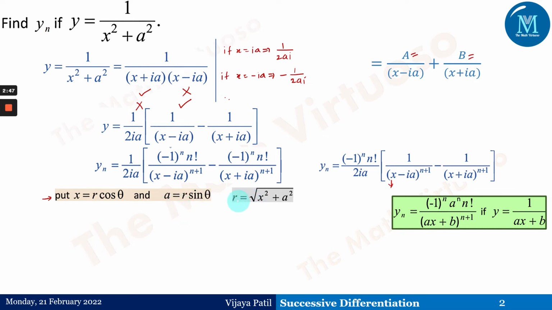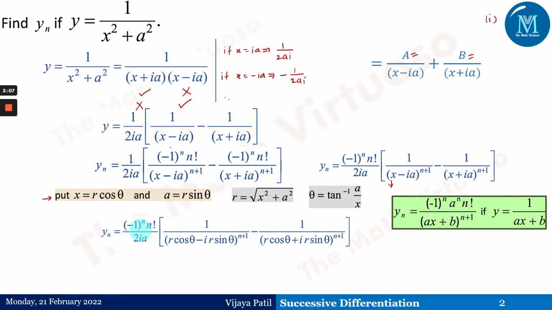So r is the square root of x square plus a square, and theta is tan inverse of a by x. We can follow this using de Moivre's theorem. Please follow the I button so that you can follow de Moivre's theorem in detail from the complex numbers playlist. Then yn is equal to minus 1 to the power n, n factorial upon 2ai.